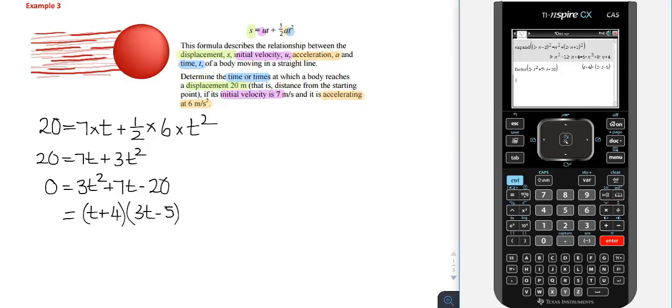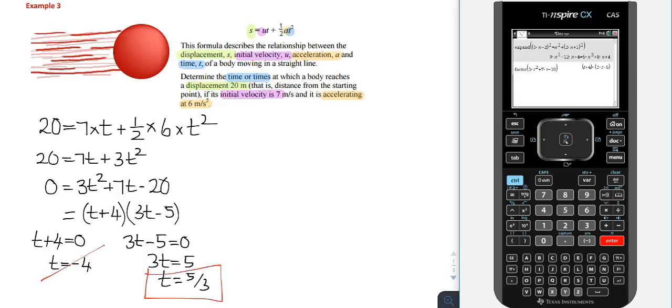And now I null factor it. So when I null factor it, t plus 4 is equal to 0 and 3t minus 5 is equal to 0, to give me the results of t equals -4 and t equals 5 on 3. Now I can get rid of that -4 result because the time in this sort of question starts at 0 and gets positive. We're not looking at a negative time, so we're only looking at the positive answer. So 5 on 3 is our solution, and this is in seconds.